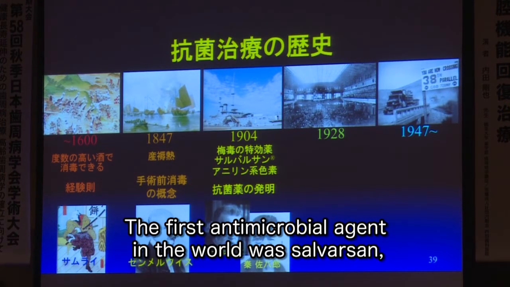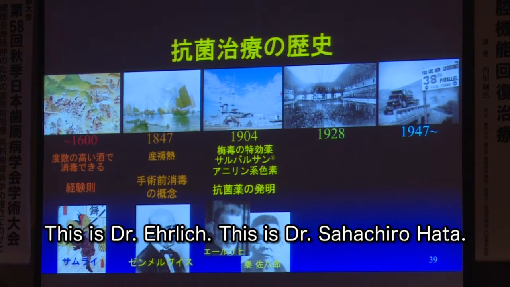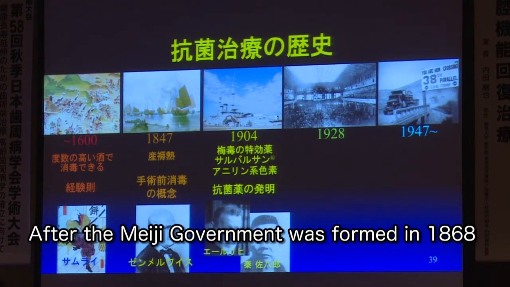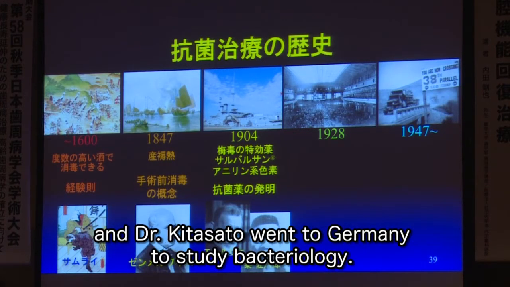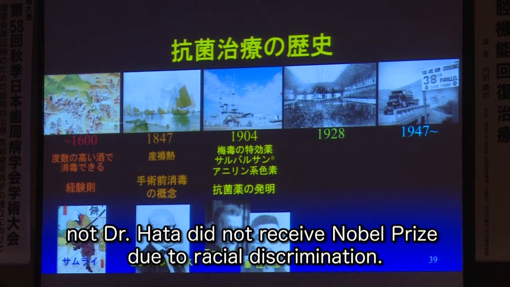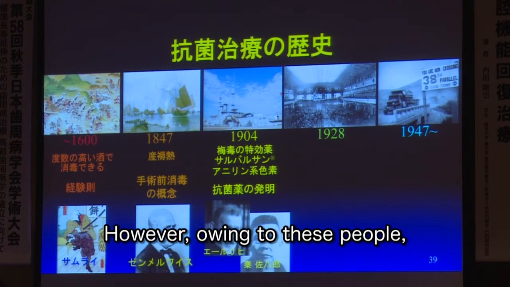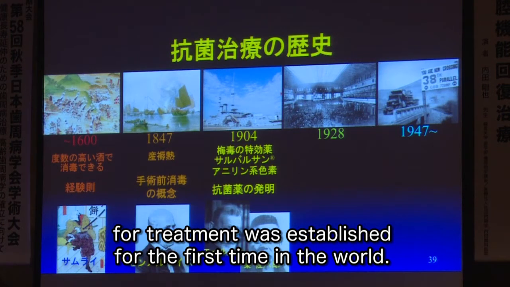The first antimicrobial agent in the world was salvarsan, a remedy for syphilis. This is Dr. Ehrlich. This is Dr. Sahachiro Hata. After the Meiji government was formed in 1868, many Japanese, including Dr. Hideo Noguchi and Dr. Kitasato, went to Germany to study bacteriology. In spite of brilliant achievements, neither Dr. Kitasato nor Dr. Hata received the Nobel Prize due to racial discrimination. However, owing to these people, a concept of disinfection of bacteria or virus for treatment was established for the first time in the world.